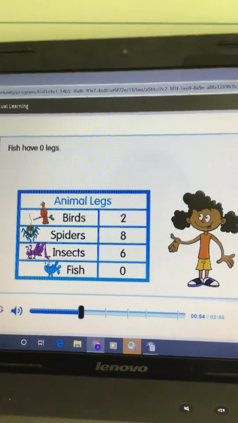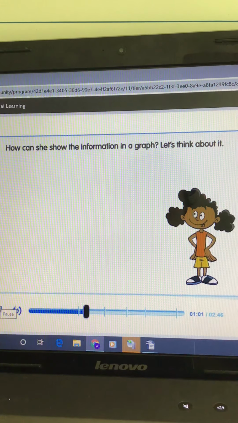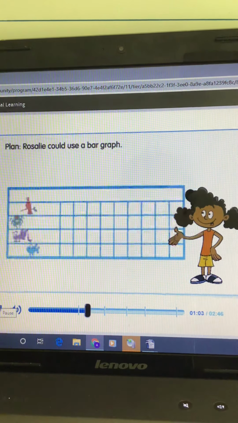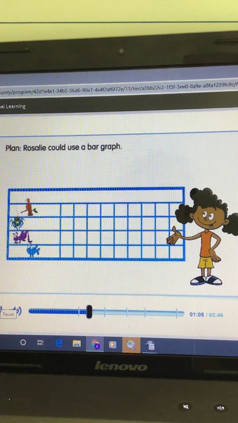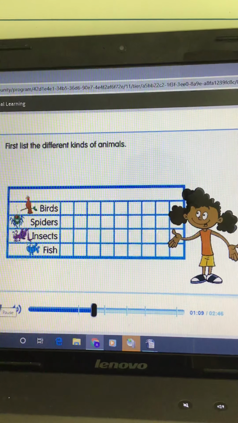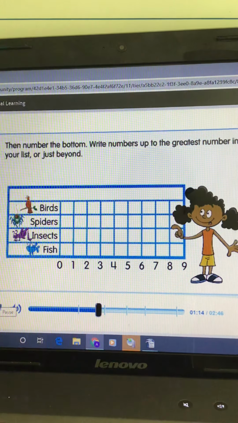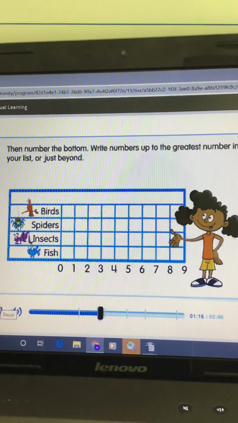How can she show the information in a graph? Let's think about it. Plan. Rosalie could use a bar graph. First, list the different kinds of animals. Then number the bottom. Write numbers up to the greatest number in your list or just beyond.